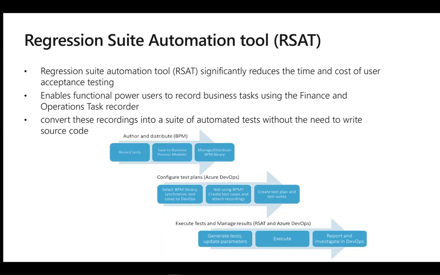Test libraries are stored and distributed in Lifecycle Services using the business process modeler library. These libraries are also fully integrated with Azure DevOps services for test execution, reporting, and investigation. Test parameters are decoupled from test steps and stored in a Microsoft Excel file.